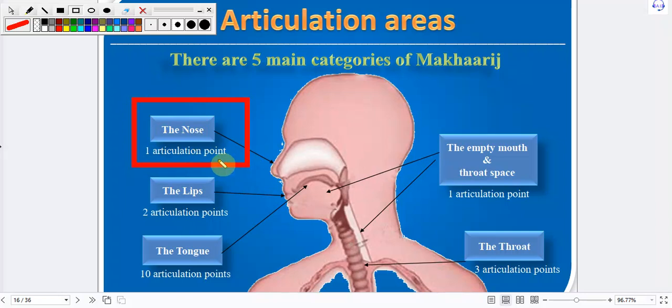It has one articulation point. So basically, the nose doesn't produce any sound. Very simple. It doesn't produce any sound. It actually helps you to make it easy to say a letter. And there are just two letters, noon and meem. Two letters.